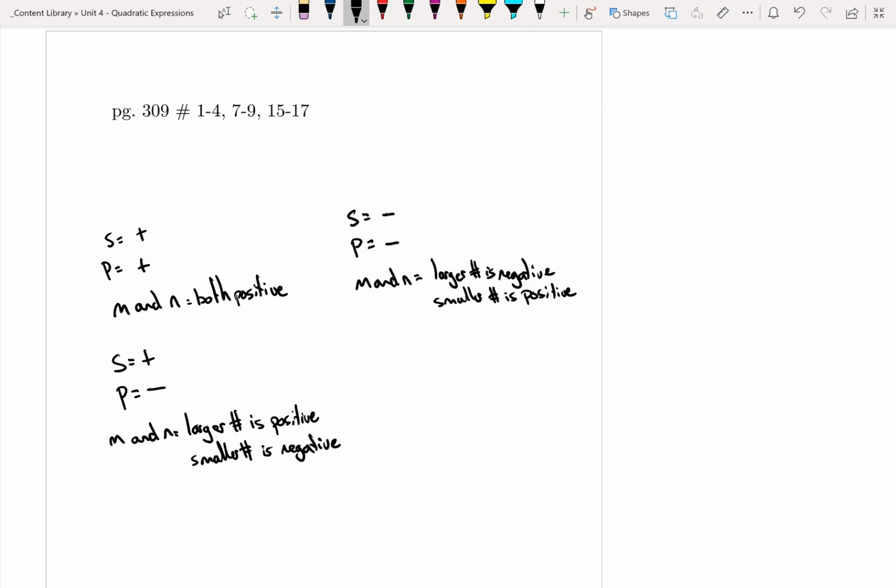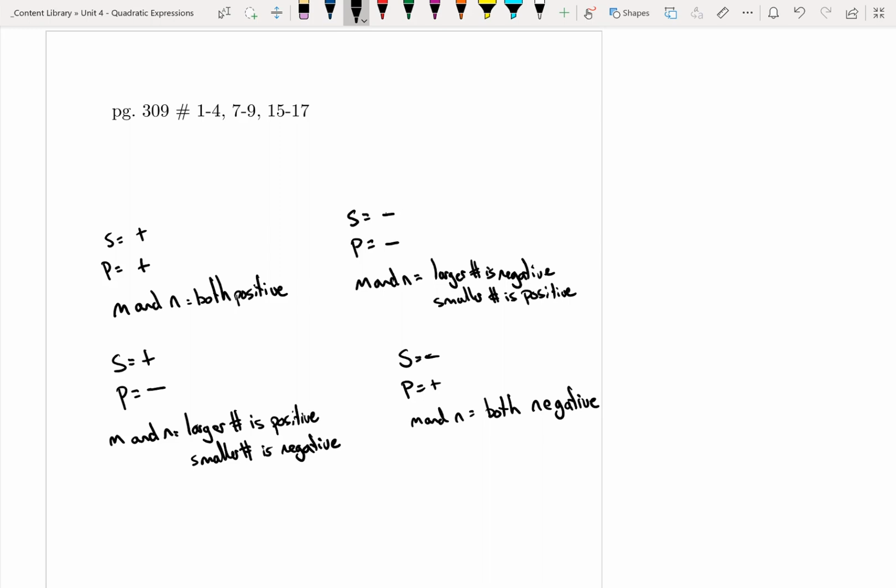You're not going to have a situation where the product is positive and, oh no, you could have that. Sorry. So if the sum is negative and the product is positive, m and n, both numbers are negative. So those are the four different situations that you could come across.